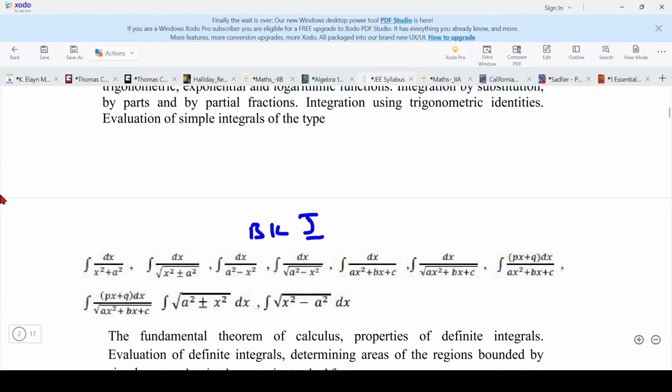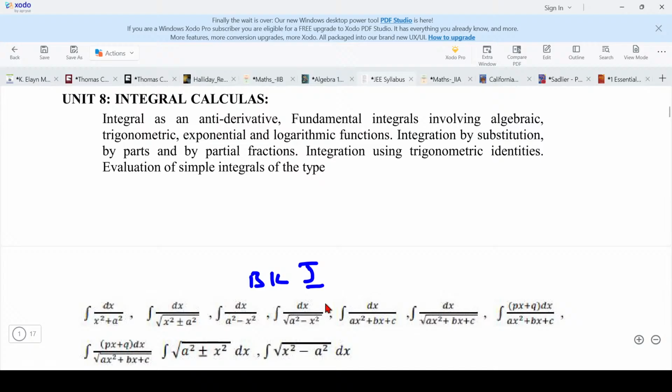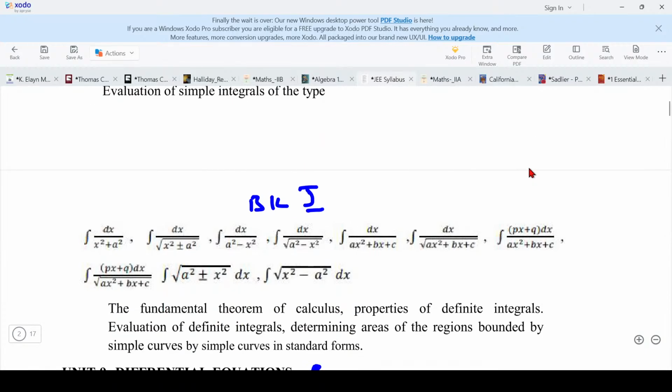Cool. So just keep note, only these types of integrals are there in our syllabus. Integrals using trigonometric identities, simple integrals of this type. All the questions that you get can be reduced to these forms. Then algebraic, exponential, logarithmic functions by substitution. You know the substitution method, right? You know by parts, right? And partial fractions, you don't know it, right? Integration using trigonometric identities, you know, and simple integrals of this type.